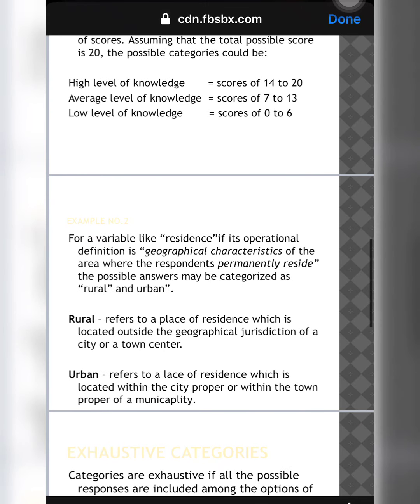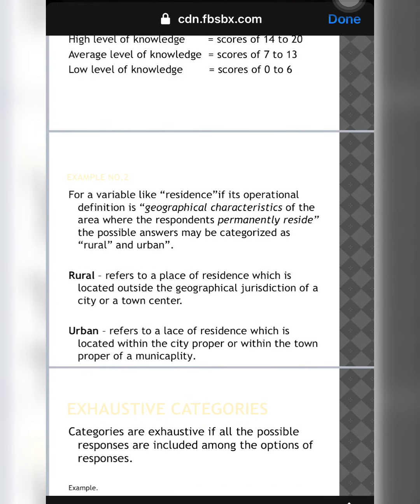So, the rural refers to a place of residence which is located outside the geographical jurisdiction of a city or town center. And the urban is located within the city proper or within the town proper of a municipality.